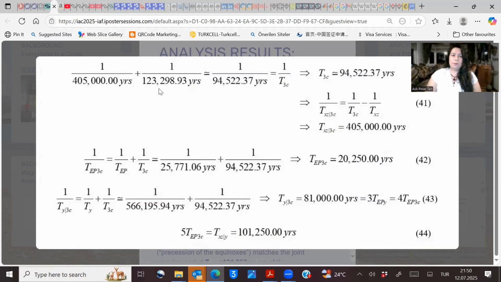So we already have the period of the XZ line as 123,298.93 years. If we had a component that revolves in the same direction, that is eastward, as the LXC line as observed from Earth, and takes over and crosses it while moving in the same direction with a joint period of 405,000 years, we would obtain the period for this component to be 94,522.37 years, which is very interestingly so close to the observed 95,000 or 94,000 years component.